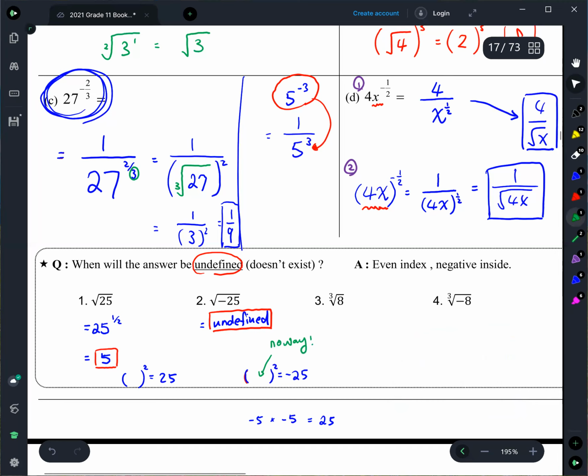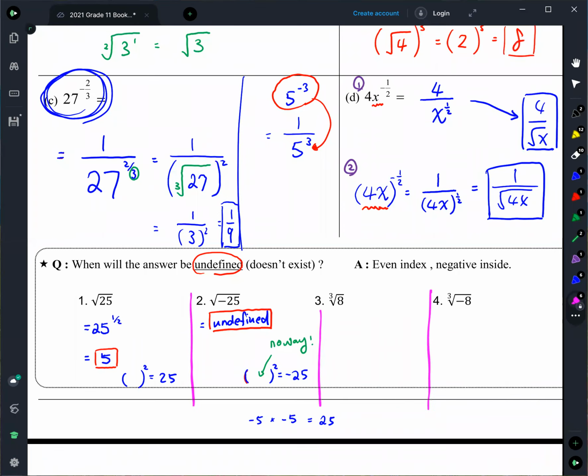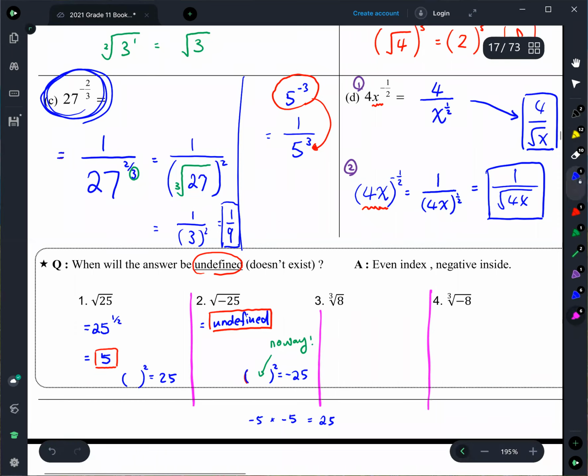So for the third one, if we write it again, it will be the same as asking what number cubed, right? Because this one is cube root. What number times itself 3 times gives you 8? Okay, so is there such a number that works, Henry?